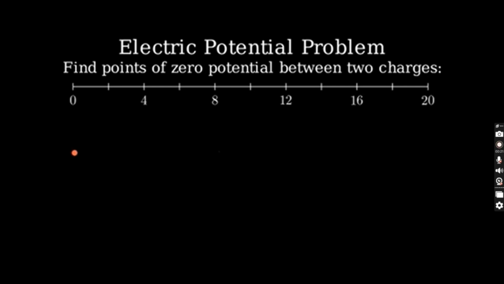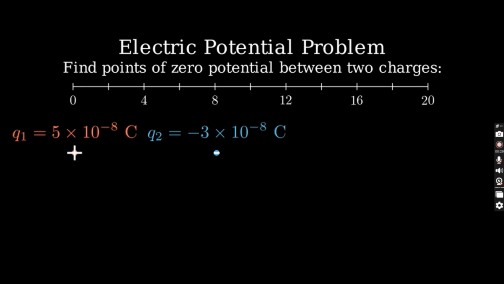Here we have our positive charge Q1 equal to 5 times 10 to the negative 8 coulombs, and our negative charge Q2 equal to negative 3 times 10 to the negative 8 coulombs. They are separated by a distance of 16 centimeters. To find points of 0 potential, we need to use the electric potential formula. The electric potential V due to a point charge is equal to K times Q divided by R, where K is Coulomb's constant, Q is the charge, and R is the distance from the charge.